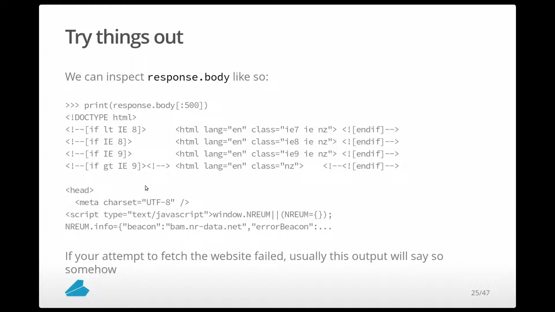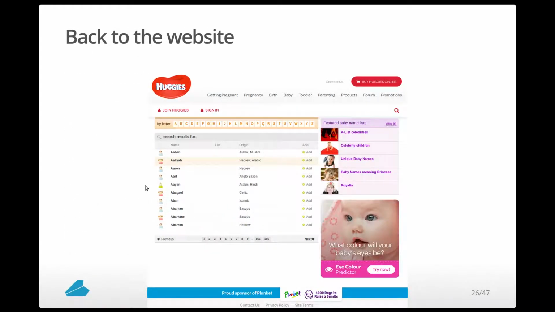Imagining that I'm in that REPL still, if I run print response.body, then the first 500 characters look like this. It's just the HTML from the website. That kind of proves the point that you're just in this environment, you've got your response, you just manipulate it. And if your attempt to get the website failed, then this would say something. Maybe your title tag will say page not found or something like that. So you might check out the response like that.